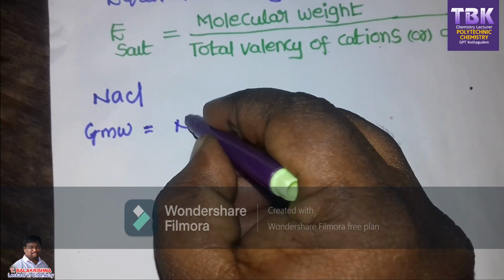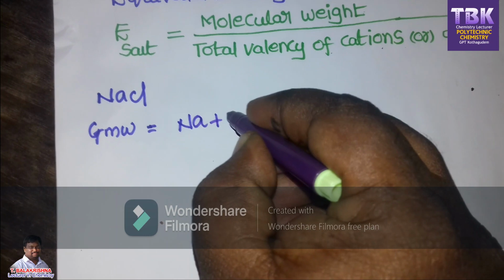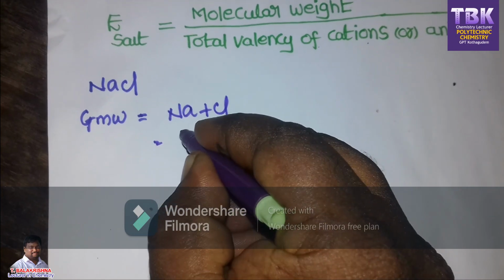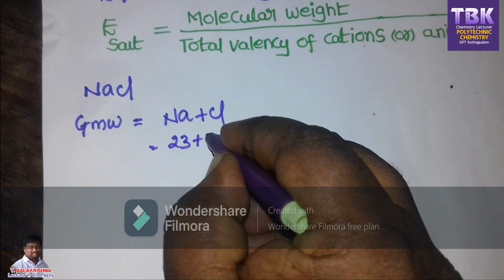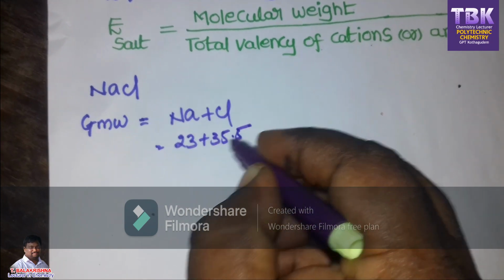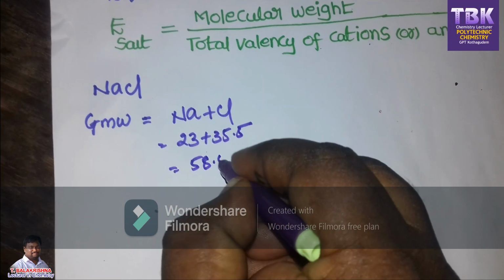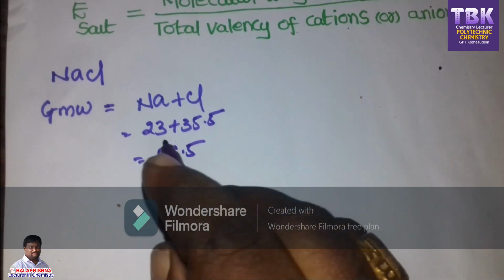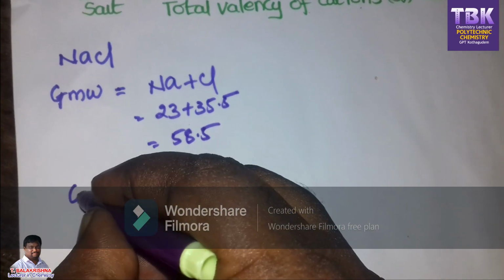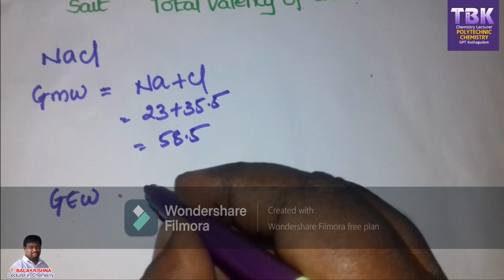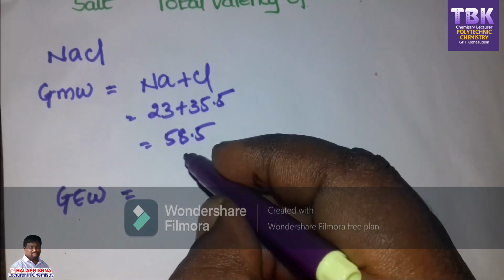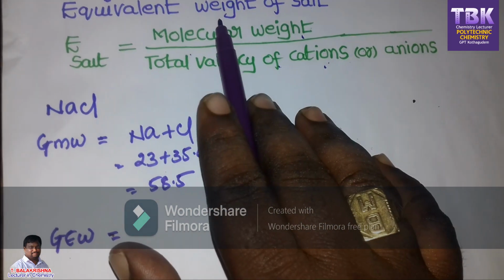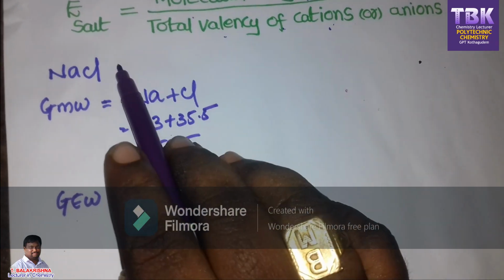The gram molecular weight is equal to the sum of the atomic weights, sodium plus chlorine. Sodium weight is 23, chlorine weight is 35.5. The total weight is 58.5. It is the gram molecular weight, used to calculate molarity only. If you want to find the normality, first you need the gram equivalent weight, which is molecular weight by total valency of cations or total valency of anions.